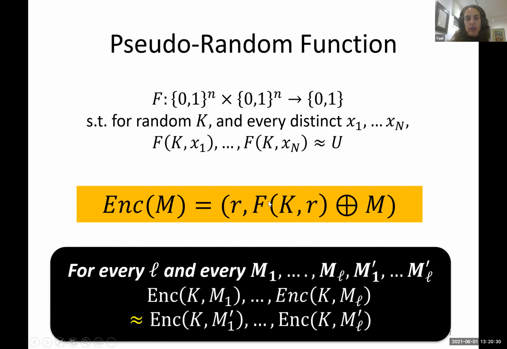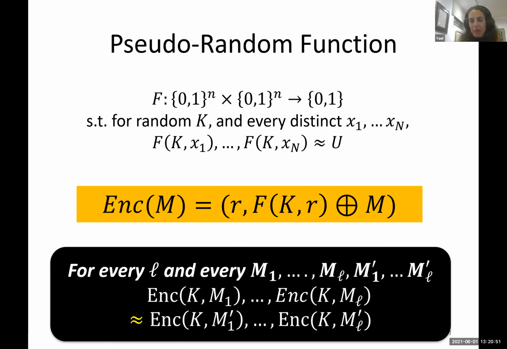Okay, it's the function. So think of M, I'm encrypting here bit by bit. Think of the message I want to encrypt as a bit. If you want to encrypt a long message, just break it down to bits and encrypt each bit separately. This is my encryption. And now I want to argue I can use this to encrypt many, many times.